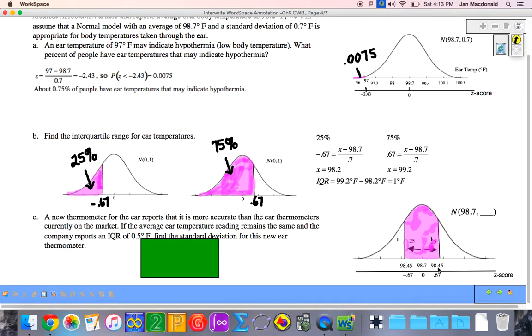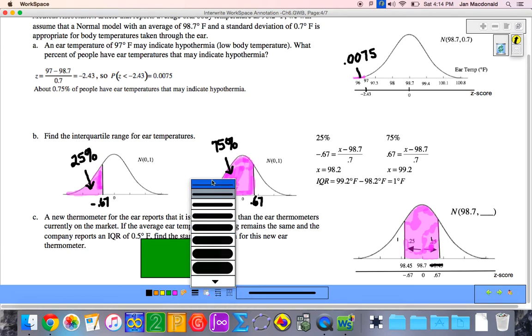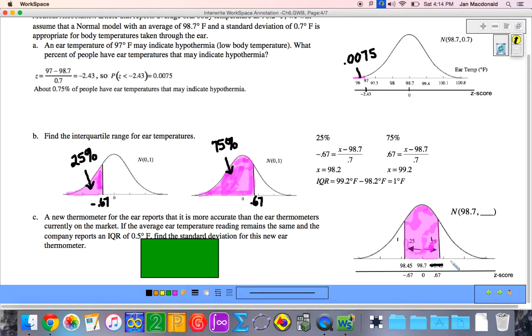We don't get 98.45. Sorry. That was a bad calculation. We should have gotten 98.95. I apologize. Let's cross that out and put 98.95. Typo. Okay, and if you take the mean 98.7 and you subtract 0.25 from the mean, you get 98.45.